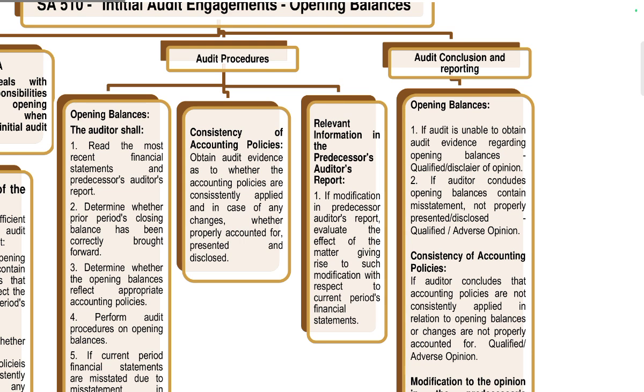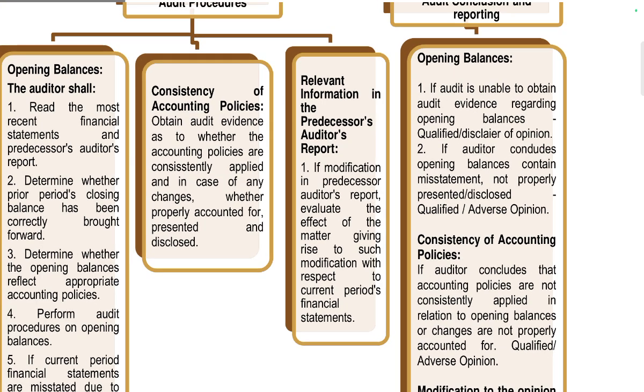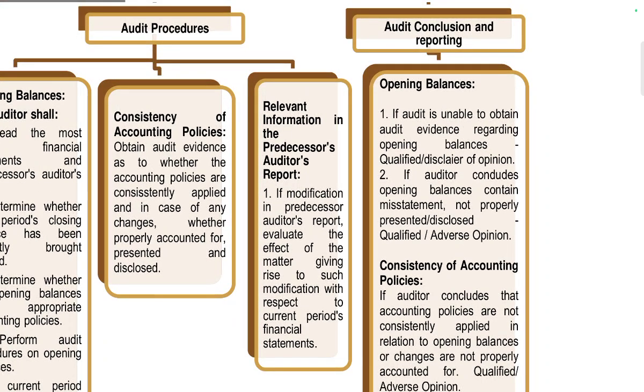Obtain audit evidence as to whether the accounting policies are consistently applied, and in case of change, whether it is properly accounted for, presented and disclosed. Relevant information and the predecessor auditor's report: if there is a modification in the predecessor auditor's report, evaluate the effect of the matter giving rise to such modification in respect of the current period financial statements. Auditor's conclusion and reporting: opening balances.